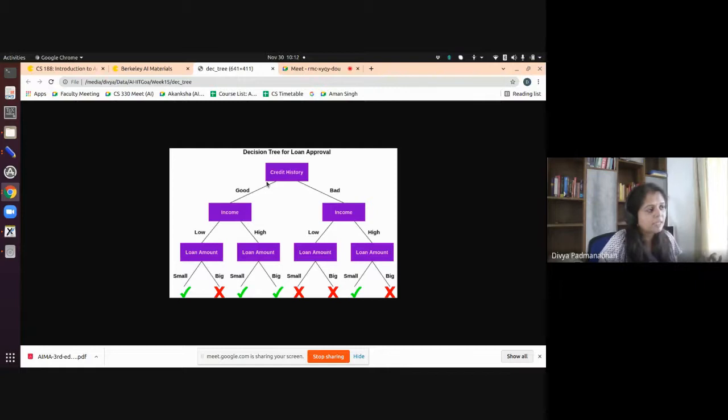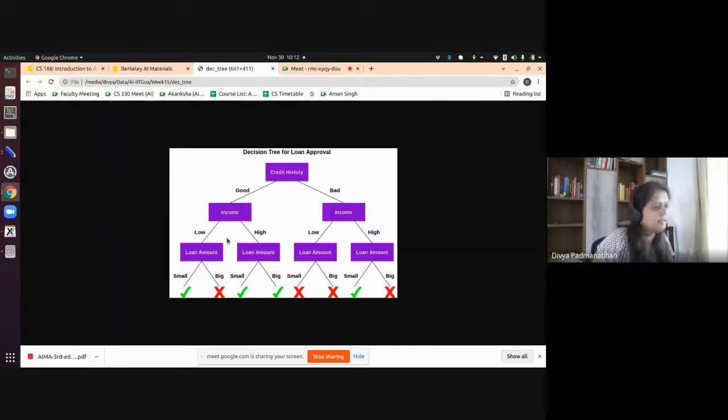There are a lot of features in all this data, and when a new person comes, you can see what their credit history is, whether it's good or bad. If it is good, then you see how much their income is. If it is high, you can just give them the loan, because the credit history is good and their income is high, so most likely they will pay off the amount. Whereas if the income is low, then you think a bit. If the loan amount they're asking for is big, then don't sanction it. And if it is small, it's still fine.